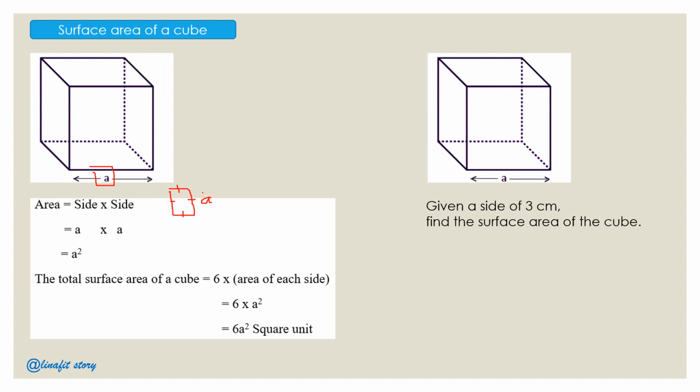Therefore, the total surface area of a cube is 6 times the area of each side: 6 times A squared equals 6A squared square units. For example, this is a cube with a side of 3 cm. Find the surface area of the cube. So 6 times 3 squared, or 6 times 3 times 3, 6 times 9 is 54 square cm.